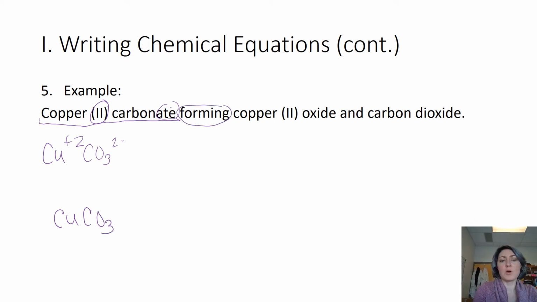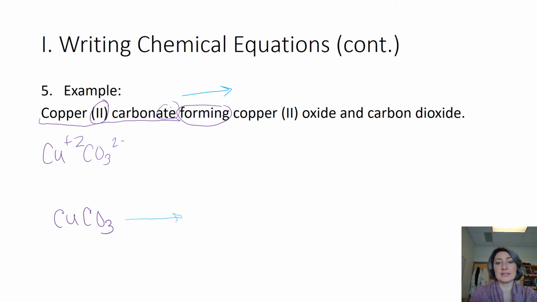The word forming is going to be code word for an arrow. So this is the only reactant in this particular equation, and that happens sometimes. So if you ever see forming or reacts to form or makes or synthesizes, those are all keywords that you need to include an arrow right after that. Again, remember, I am writing these in order of the word problem.